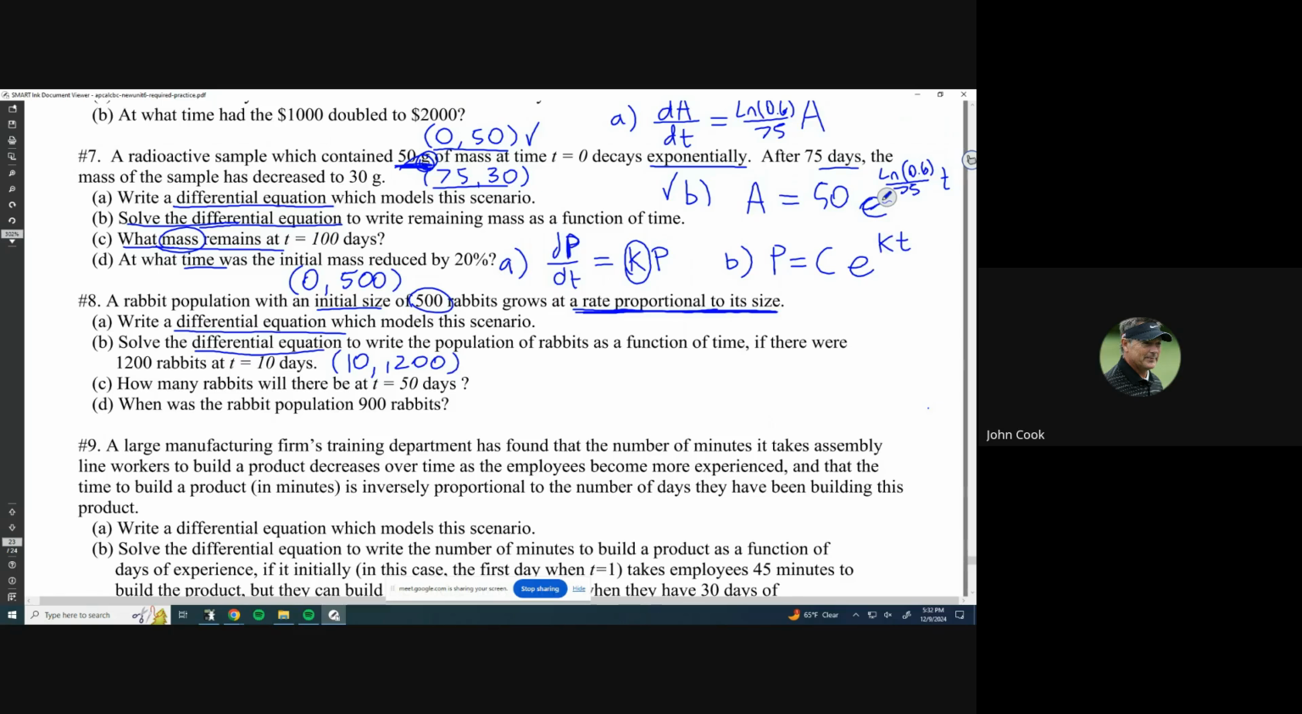So I'm going to use the template in part B and these two initial conditions to solve. I'm going to start with using 0 and 500. So 500 is going to be the population of the rabbits when there's been no time passing. So 0 for time. So if we solve this out, k times 0 is 0. e to the 0 power is 1. So C is going to be equal to 500.